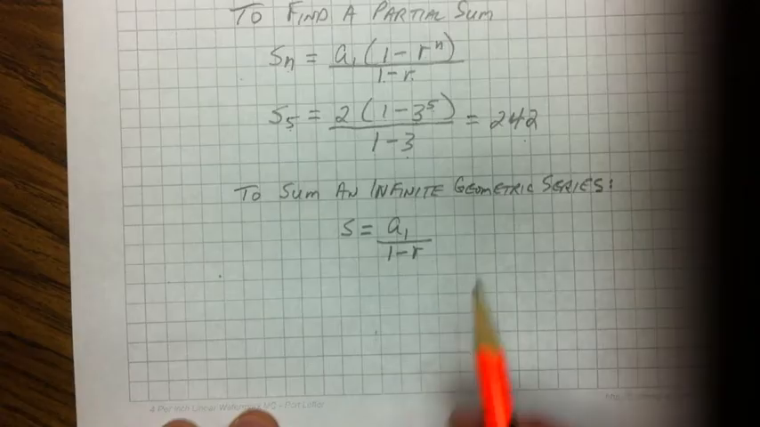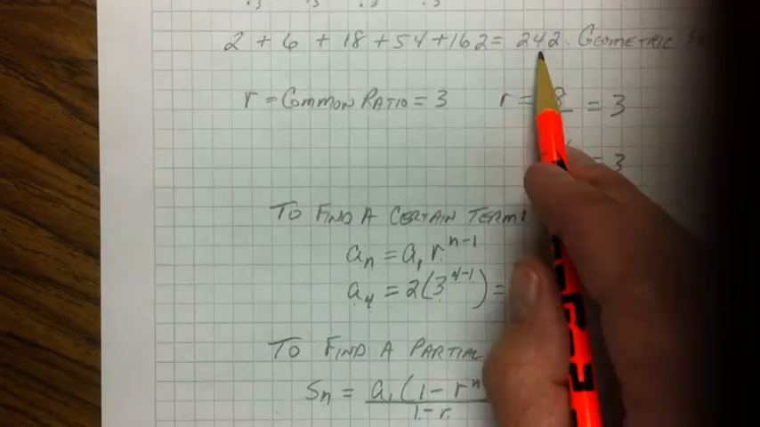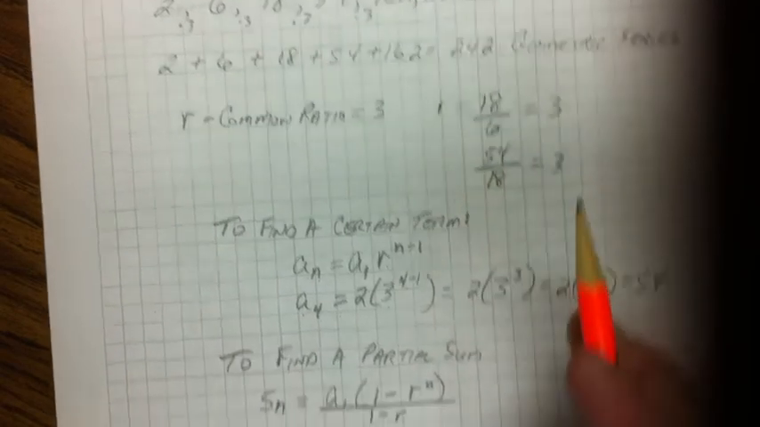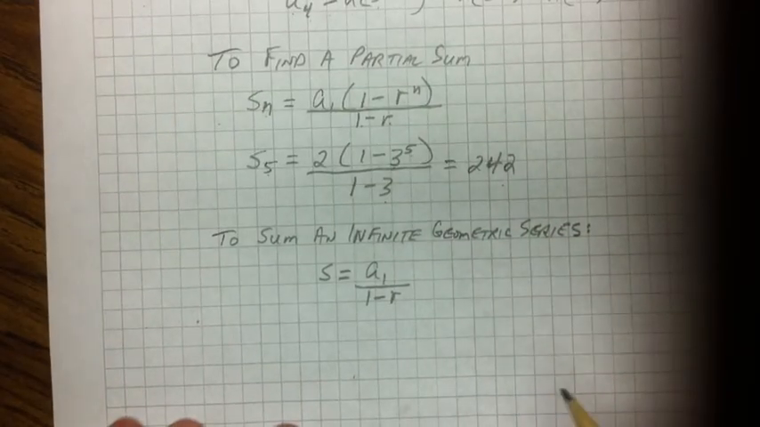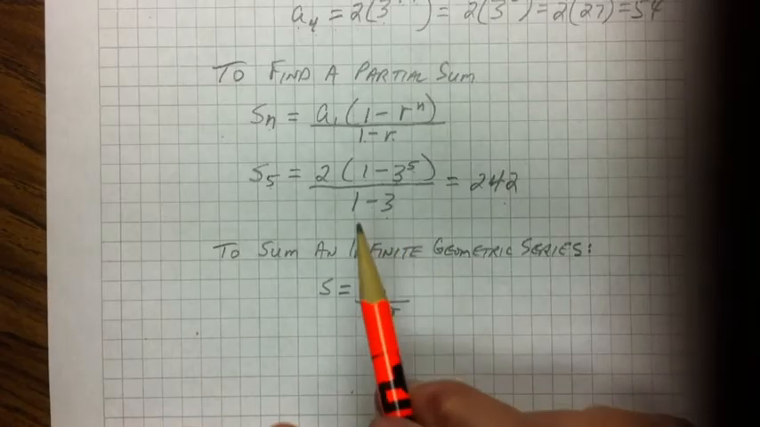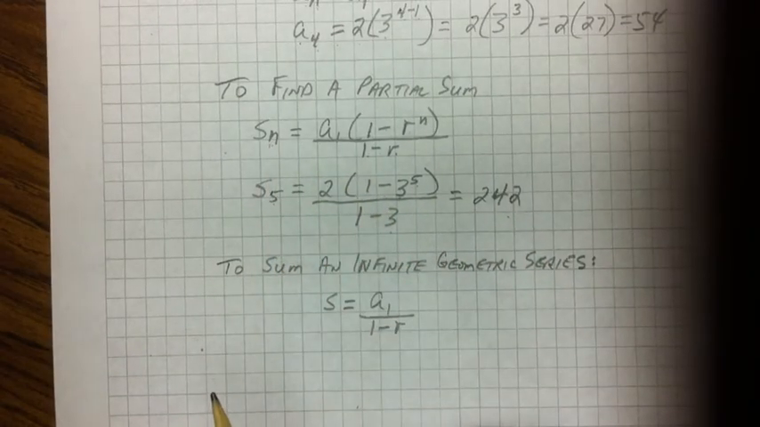And we come up with 242 for the sum of our 5 terms, which we had already worked out by hand up here. We had added our first 5 terms and got 242. And if you're just finding the sum of 2 or 3 or 4 or 5 terms, it might be quicker to do it by hand. But if you're looking for the sum of 100 terms or 1,000 terms, you probably want to use this formula here. It'd be a lot quicker.